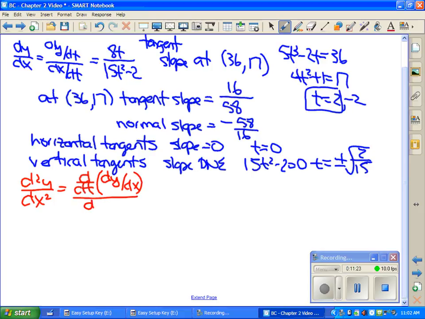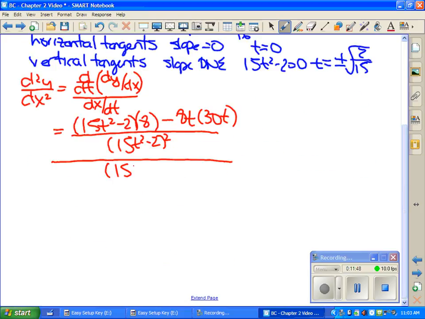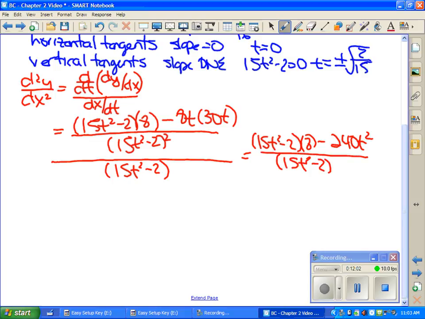So if I take the derivative of this with respect to t, I'm going to have to use quotient rule: bottom times the derivative of the top minus the top function times the derivative of the bottom, all over bottom squared. And then all of that, in addition, has to be divided by 15t squared minus 2. So the result is going to be (15t squared minus 2) times 8 minus 240t squared, all over (15t squared minus 2) cubed. So that was the parametric second derivative.